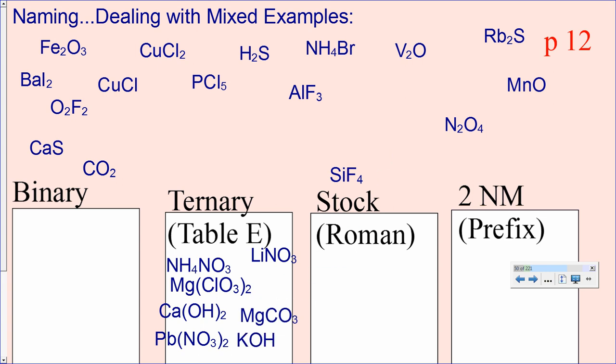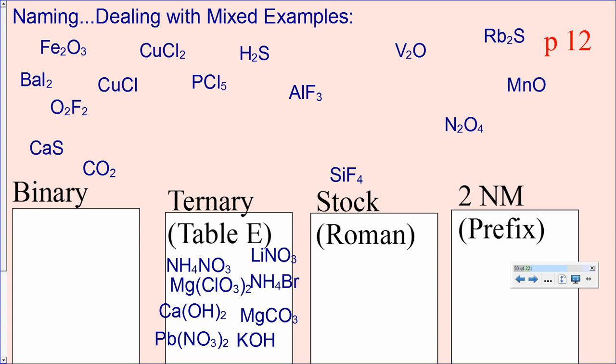So now looking at the board, oops, I missed one. Everything that has more than two elements in it, or more than two capital letters, I have taken out and put in that ternary box. Now I know when I'm naming them that I follow the ternary naming rules. Next, I'm going to say, okay, I've got ones that have two nonmetals, or stock system, or binary.